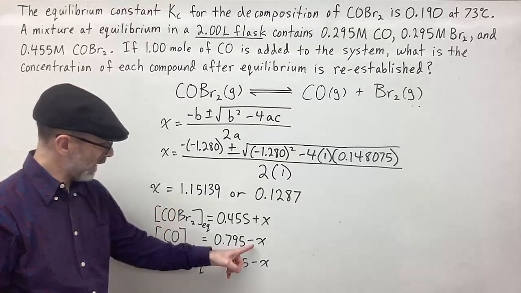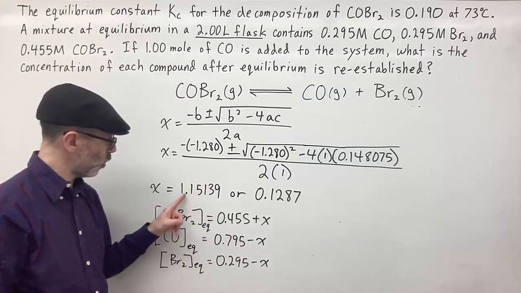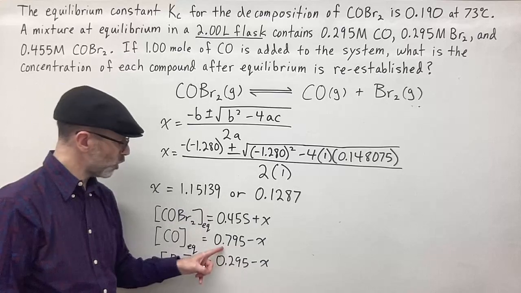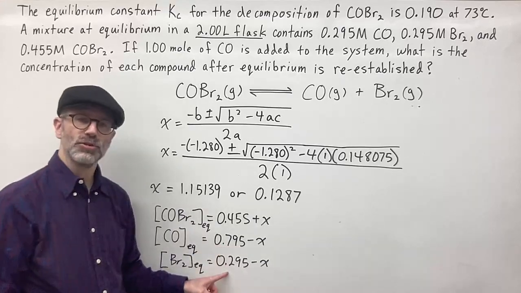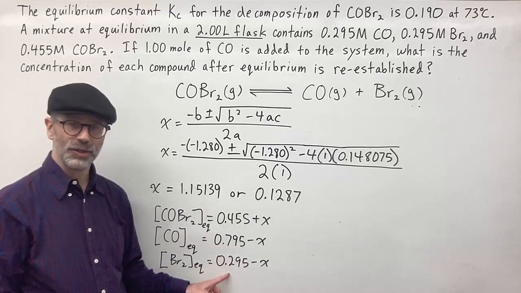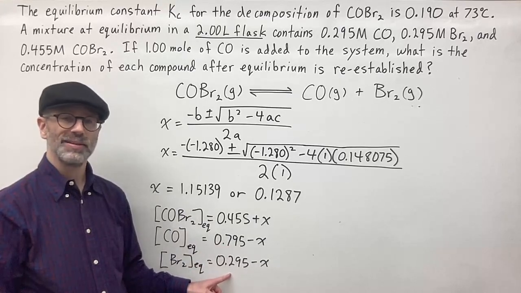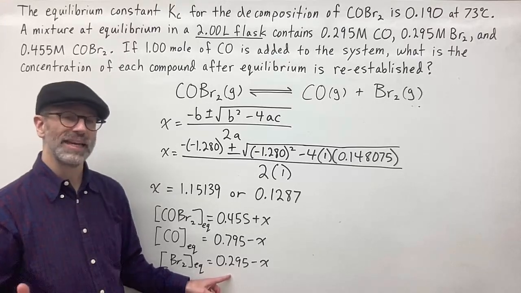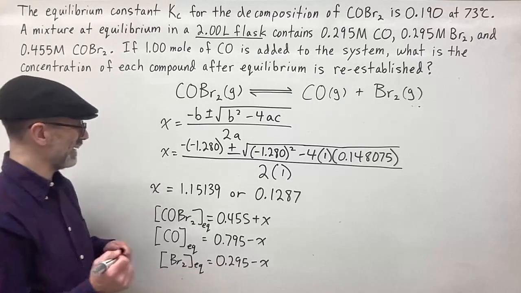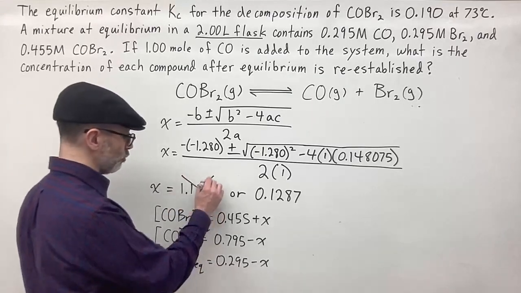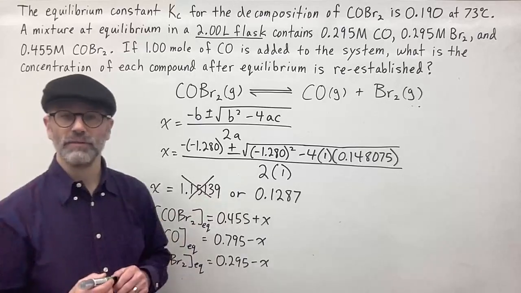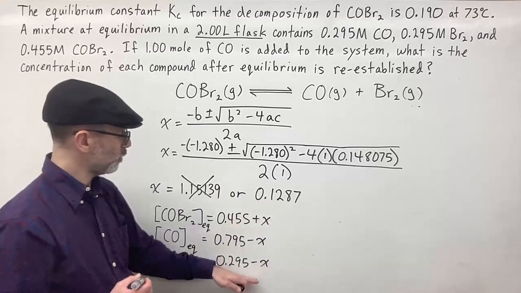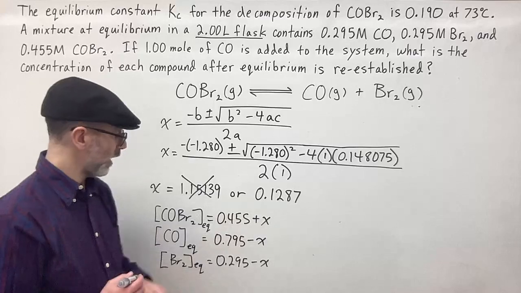If I'm subtracting x, and x is equal to 1.15139, and I subtract that from 0.795 or 0.295, I get a negative value for concentration, which is absurd. We shouldn't get negative concentrations. What does that even mean? So that indicates that this value is not the correct value, so we're going to have to go with that one. Now we can plug in this for x.